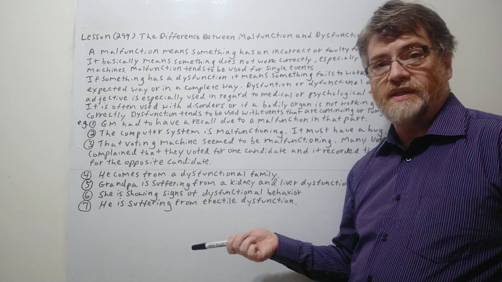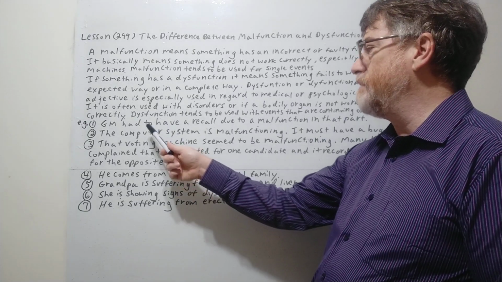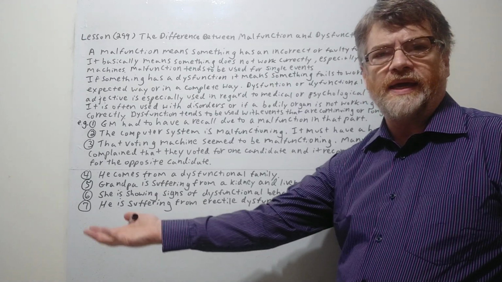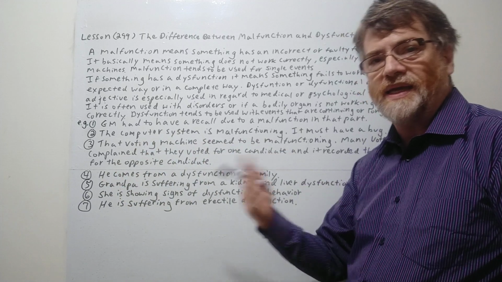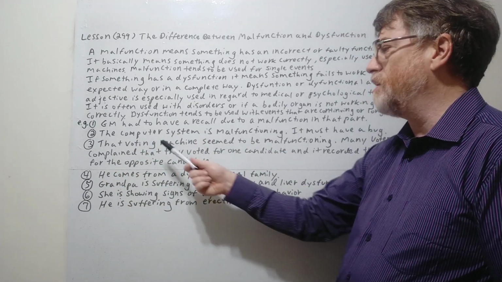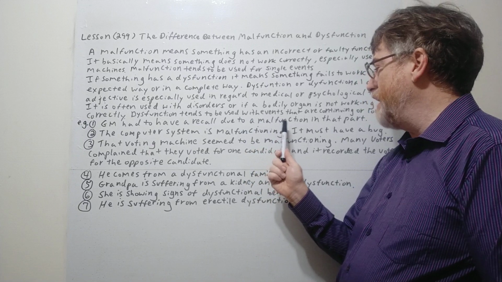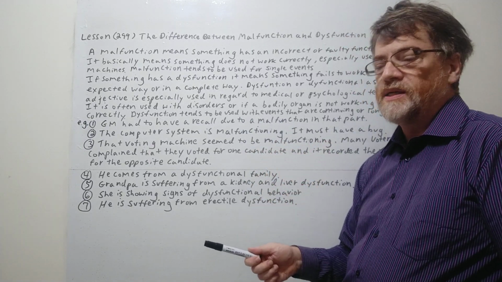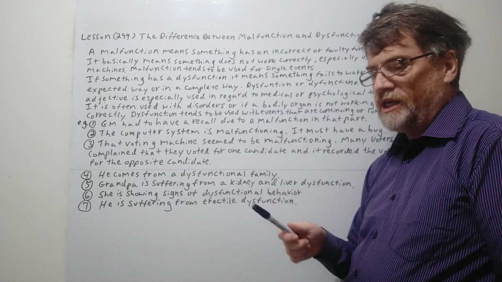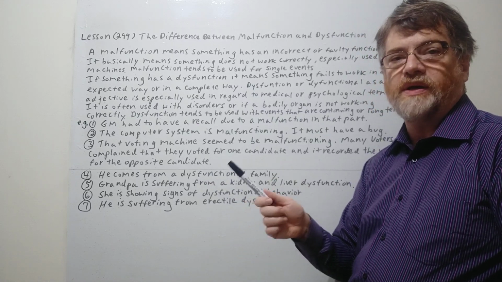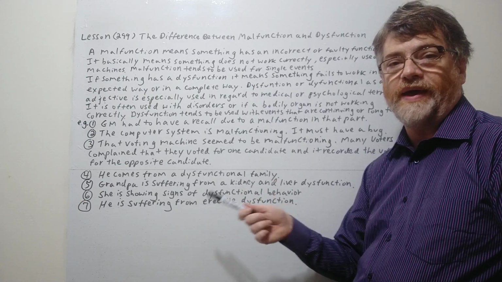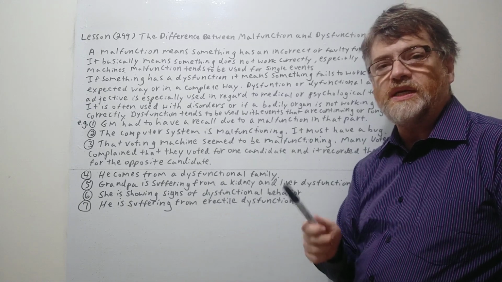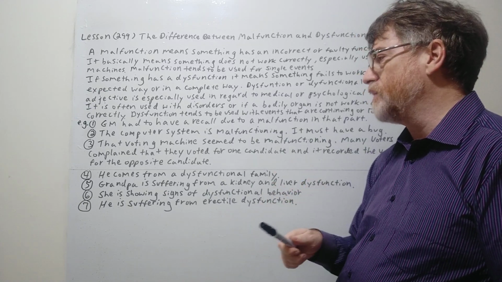All right, and let's look at some examples we have here. GM had to have a recall. Recall, that's when there's a problem with the car and they ask everybody who bought the car to bring it back in and they change a certain part. So GM had to have a recall due to a malfunction in that part. So one part was not working correctly. Again, this is with machines and it's just one part that's not working. So we usually would use malfunction for that. We don't usually say a dysfunctional part. That would be weird. So again, with machines, we almost always use malfunction.